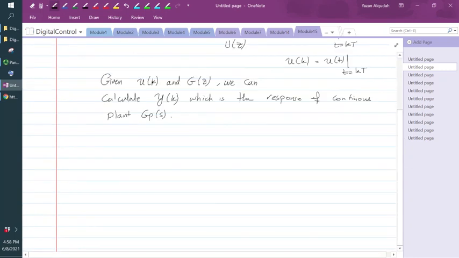Okay. So let's start the derivation of G of Z in terms of GP of S. And let's look at this block diagram here. Let's consider the block diagram below.